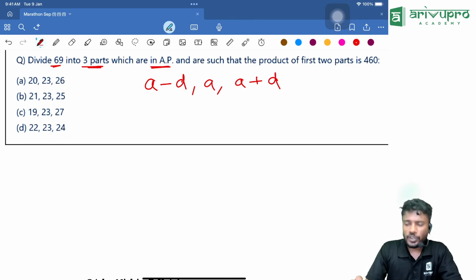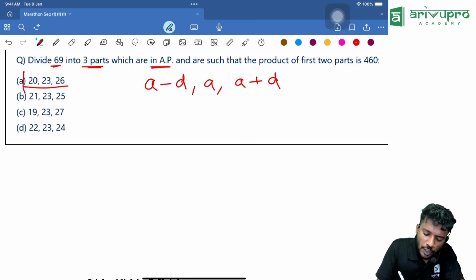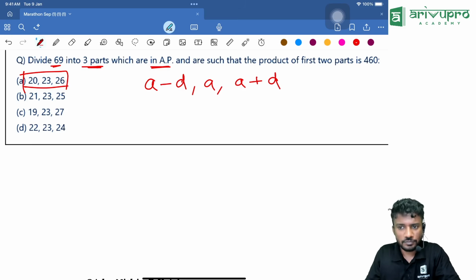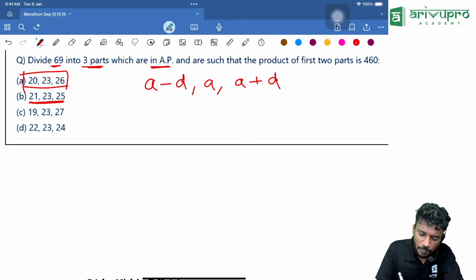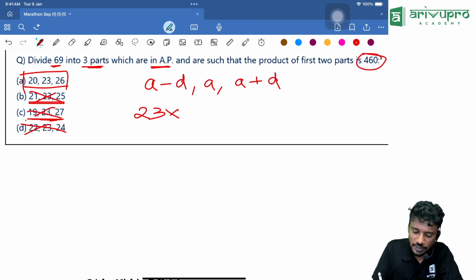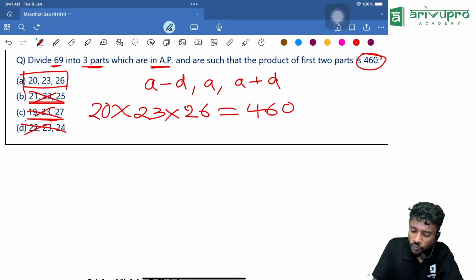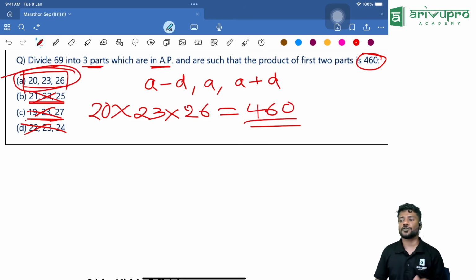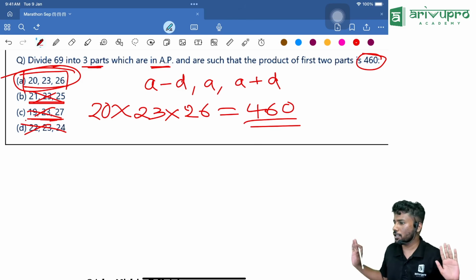Now, here, 20 plus 23 plus 26 is how much? 69. Are they in AP? Yes. Everything is in AP. But the thing is, is their product equal to 460? Which one has the product equal to 460? 20 into 23 into 26, their product is equal to what? 460. That means option A is the answer. Clear or not? Yes. Next one.